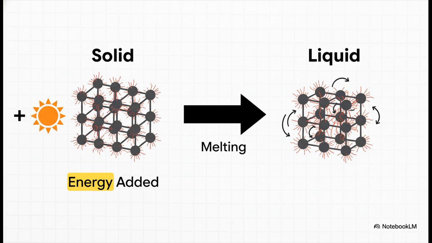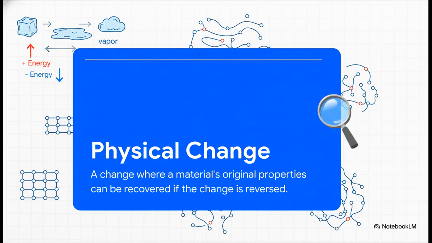But, and this is the crucial part, the particles themselves are exactly the same. They've just been rearranged. Because the particles haven't changed, this whole process is what we call a physical change. That means it's reversible. You can get it back to how it was. If you cool the liquid down again and take that energy away, the particles will slow down, lock back into their pattern, and you've got your solid back.